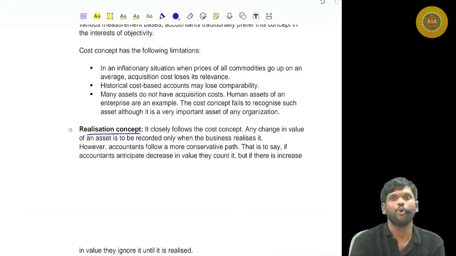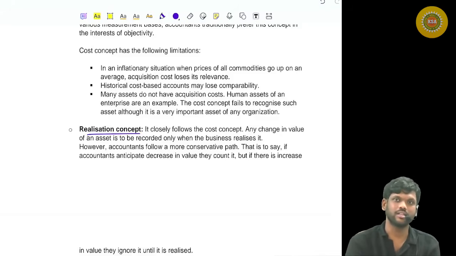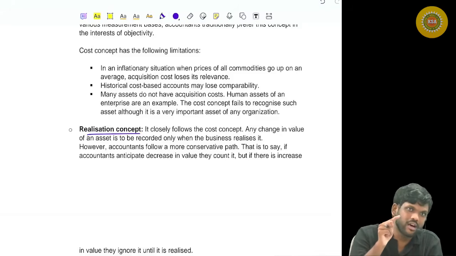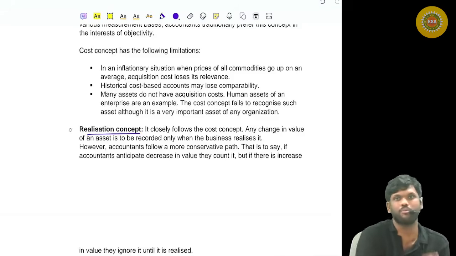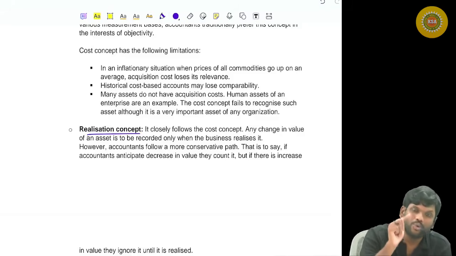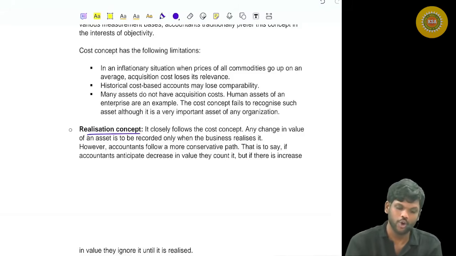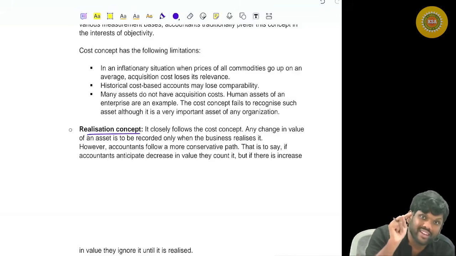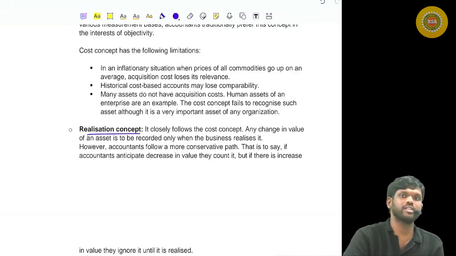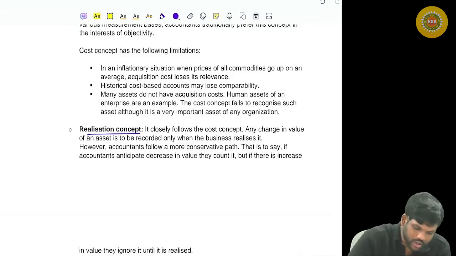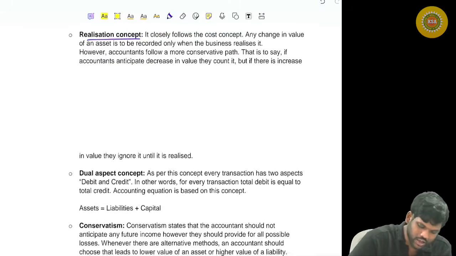That is, if the value of an asset changes, I want to account that change in value in the books, sir. Then you can account that change in value in the books only if you have actually received that change in value in cash. Otherwise you cannot record that change in value. That is what is mainly given by realization concept.